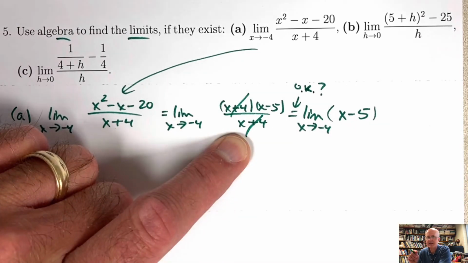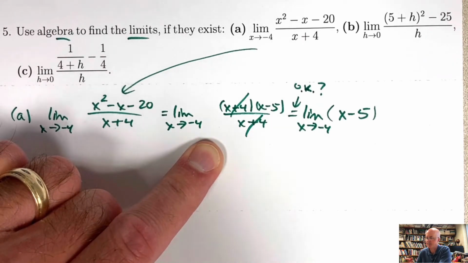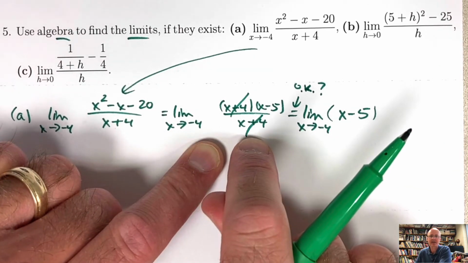And remember, with limits, in this case, as x approaches -4, either from the left or from the right, it does not actually equal -4. We don't care about what happens to these functions, technically speaking, at -4, when x equals -4. Doesn't matter that that's undefined. The limit could still exist.